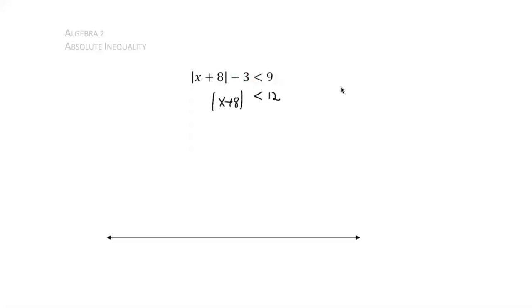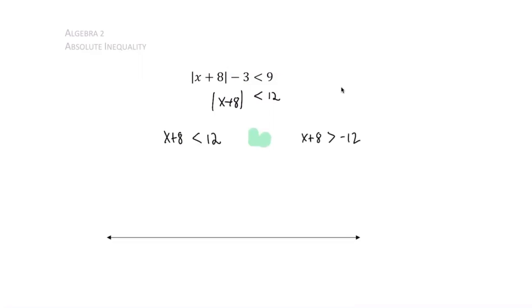And now it's a good time for us to have the 2 branches. So we have x plus 8 less than 12. Again, we remove the absolute value sign right here. And then we have x plus 8 bigger than negative 12. We make the 12 negative, and therefore we will have to flip the sign.